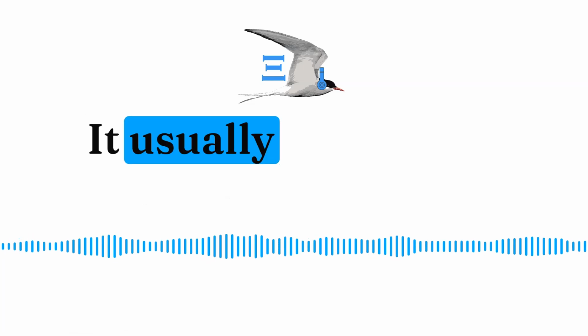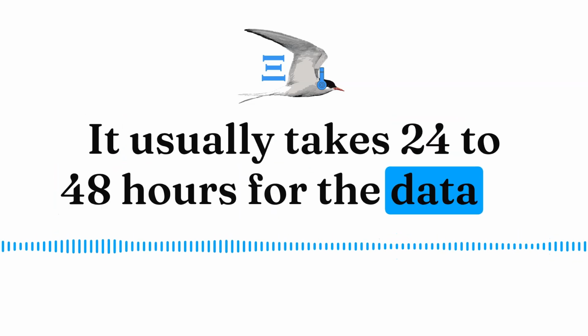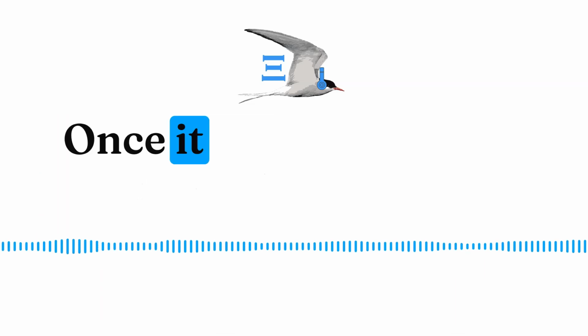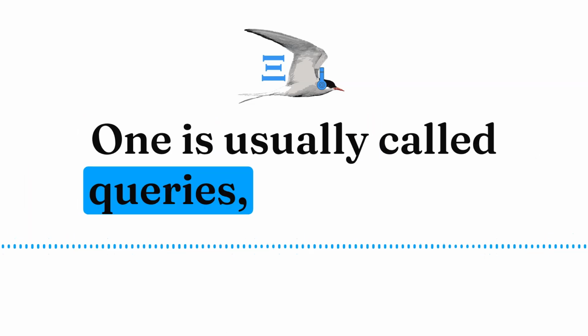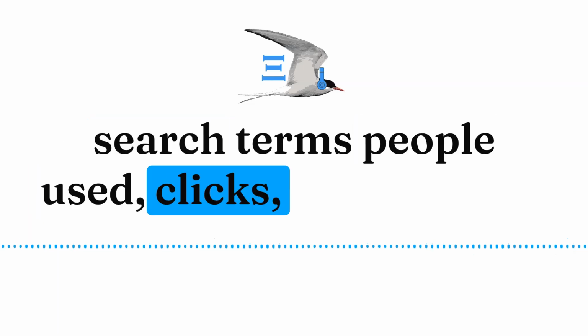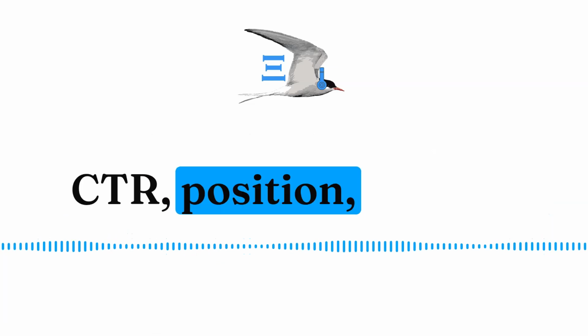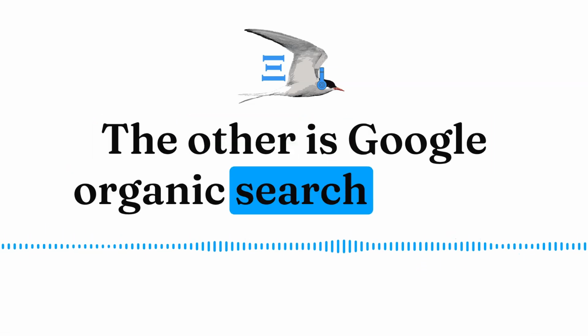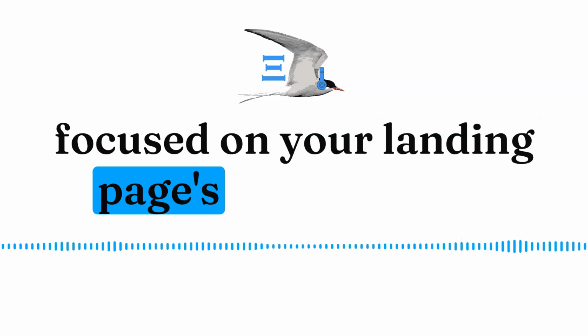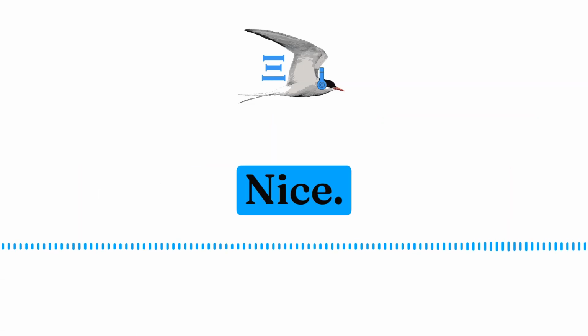Pretty much. It usually takes 24 to 48 hours for the data to start showing up in GA4. Once it does, you'll find 2 new reports available. Oh, nice. One is usually called queries, showing the search terms people used, clicks, impressions, CTR, position, all that GSC goodness. The other is Google Organic Search Traffic, focused on your landing page's performance from organic search.